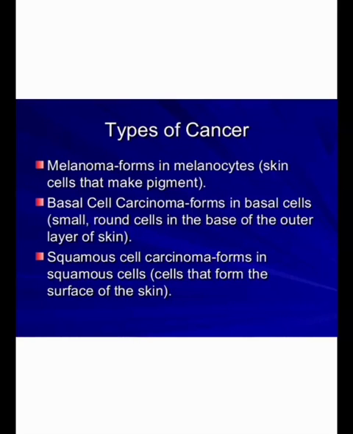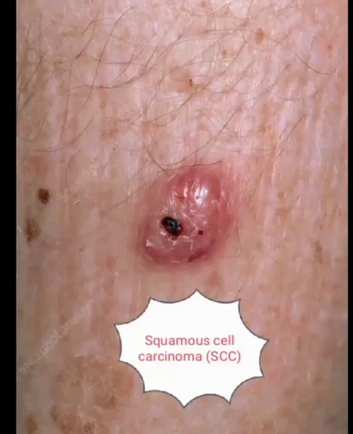Especially in the outer layer of the skin, there is an increased chance for basal cell carcinoma. Then squamous cell carcinoma forms in squamous cells, which occur on the surface of the skin, and it may occur in any part of the body. Now we can move on to squamous cell carcinoma in detail.